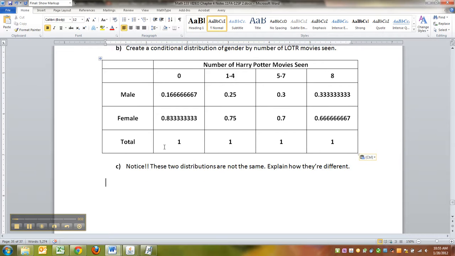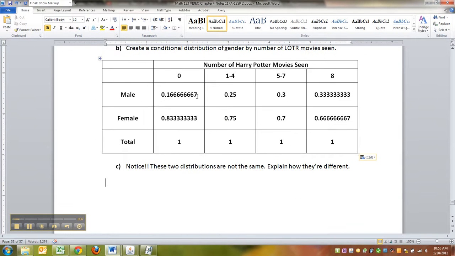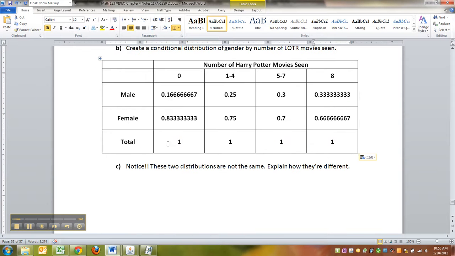All right. Now remember that these are different. Why are they different? Well, for one thing, you can see this one totals the rows to 1. This one totals the columns to 1. But let's think of it this way. In the top, I'm in green. Hold on. Conditional row distribution. Or you can think of it as the conditional distribution by rows.